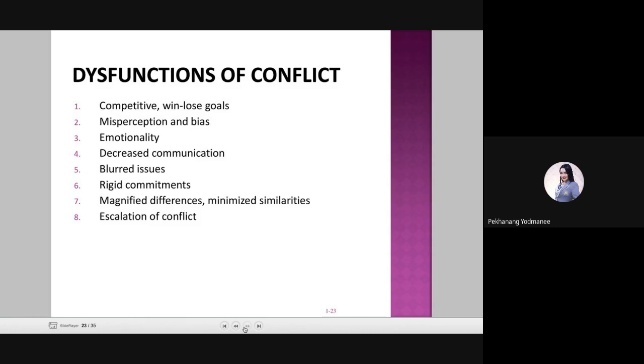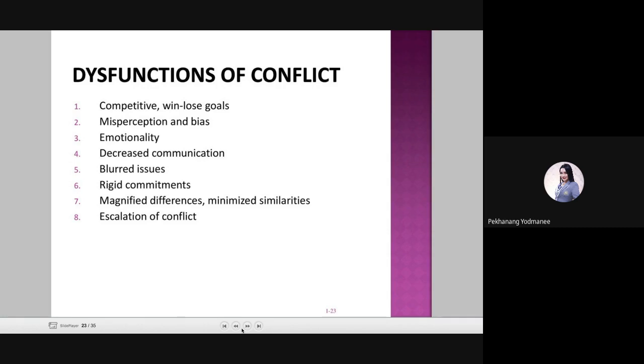And next, emotionality. Conflict tends to become emotionally charged as the parties become anxious, irritated, annoyed, angry, or frustrated. Emotion overrides clear thinking, and the parties may become increasingly irrational as the conflict escalates.